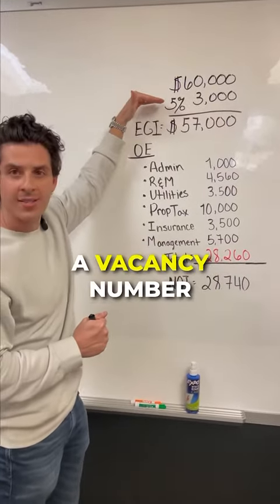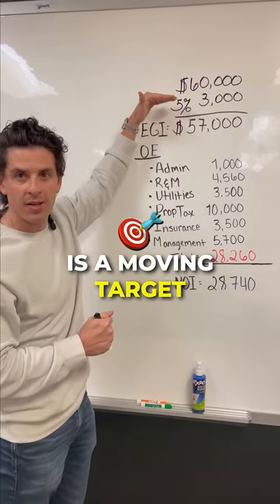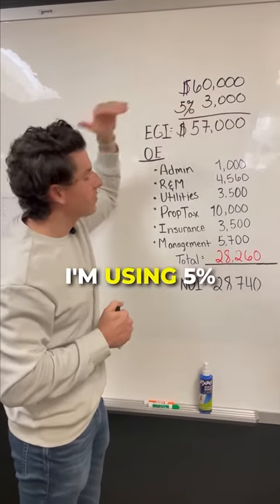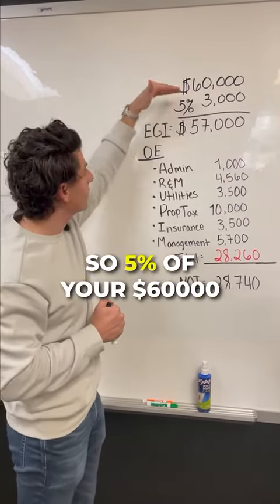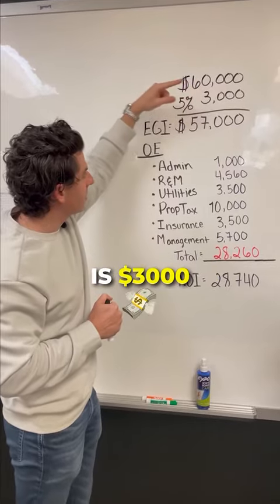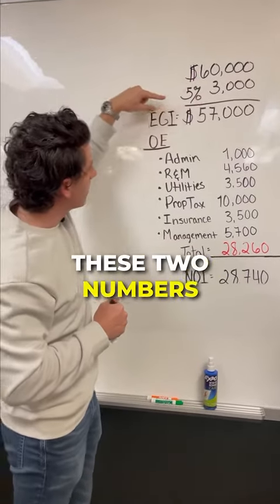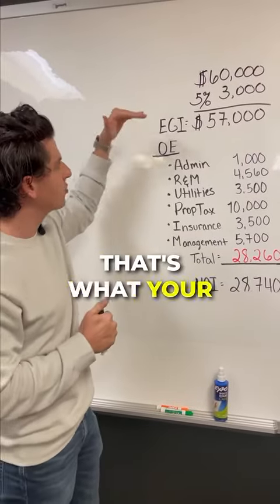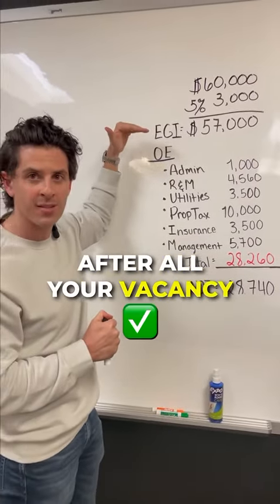We're plugging a vacancy number. Now this number is a moving target. Again, this is going to be very dependent on the market that you're in. I'm using 5% in this scenario. So 5% of your 60,000 is 3,000. So we subtract these two numbers and you get an effective gross income of $57,000. That's what your total income is after all of your vacancy is accounted for.